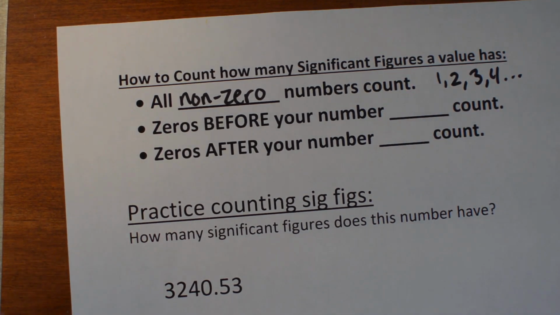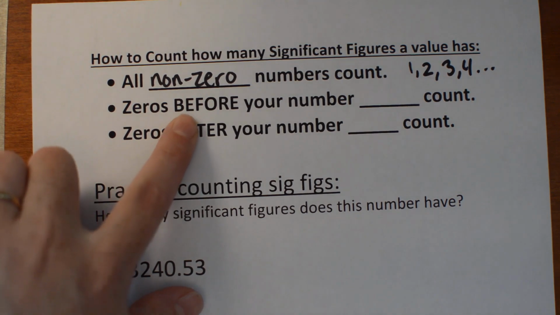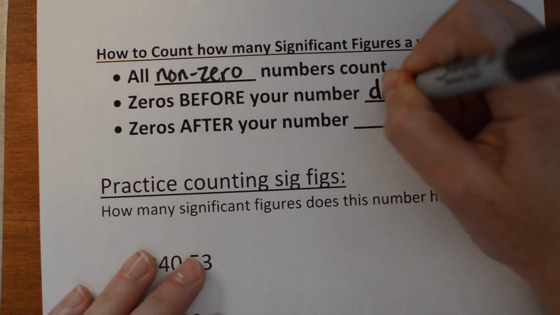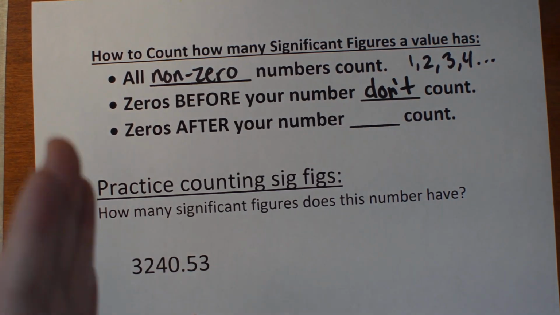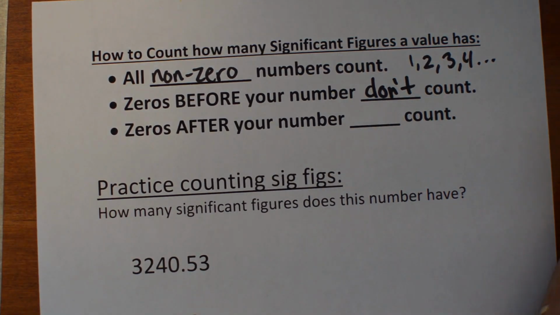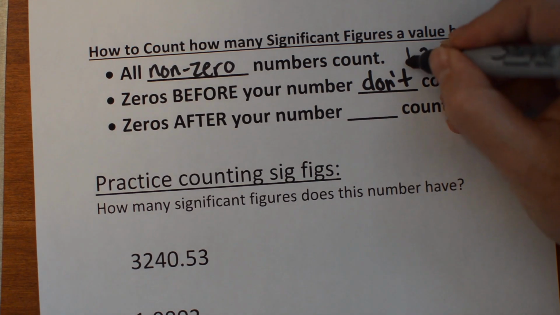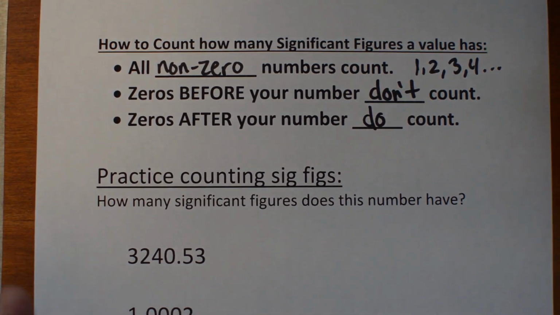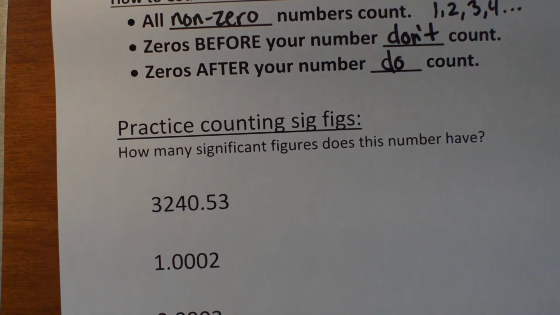Those digits are significant. If you have any zeros before your number starts, they don't count. But if you have zeros after your number starts, like after you get these normal digits like 1, 2, 3, that kind of thing, those do count. All right, those 3 rules make more sense when we actually practice with them.